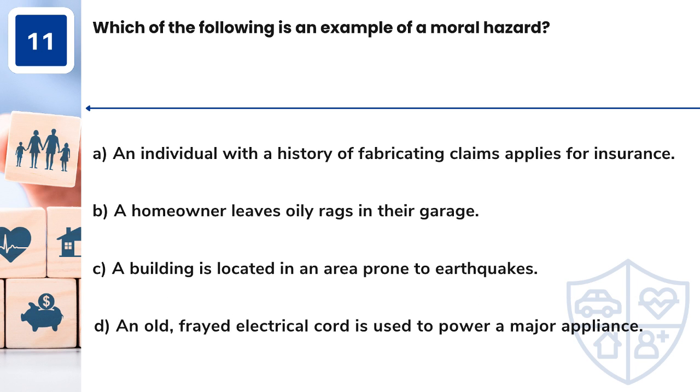Question 11. Which of the following is an example of a moral hazard? A. An individual with a history of fabricating claims applies for insurance. B. A homeowner leaves oily rags in their garage. C. A building is located in an area prone to earthquakes. D. An old, frayed electrical cord is used to power a major appliance.